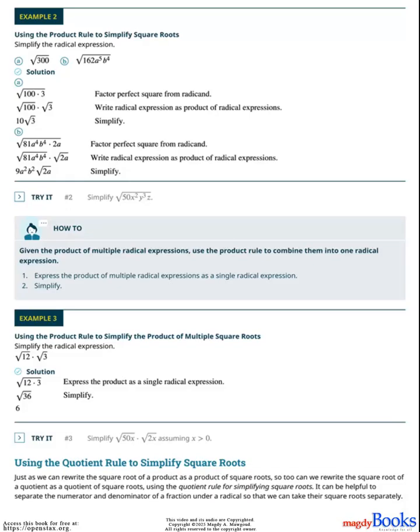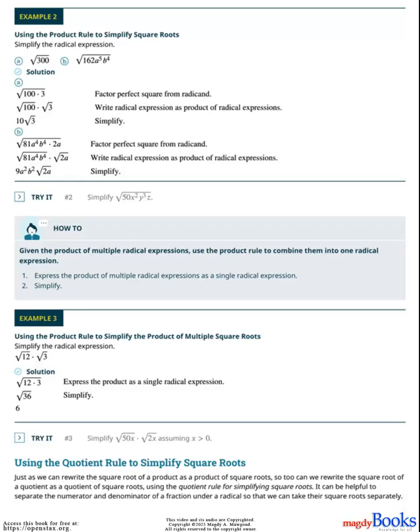Simplify the radical expression. Square root of 12 times square root of 3. Solution. Square root of 12 times 3. Express the product as a single radical expression. Square root of 36. Simplify. 6. Try it number 3. Simplify. Square root of 50x times square root of 2x, assuming x is greater than 0.